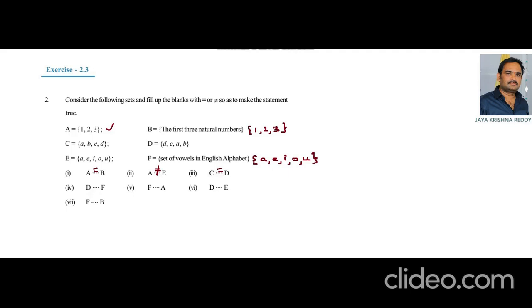And D and F: set D has D, C, A, B and F has A, E, I, O, U. So both the sets are not equal. In the same way, we can fill F and A not equal, and D and E not equal, because D has elements D, C, A, B and E has elements A, E, I, O, U. And F and B are also not equal because F has elements A, E, I, O, U and B has elements 1, 2, 3. The elements are not the same, so these two sets are not equal.